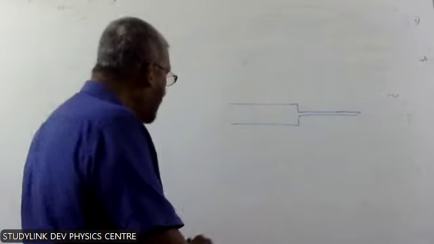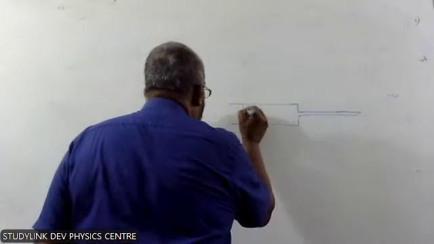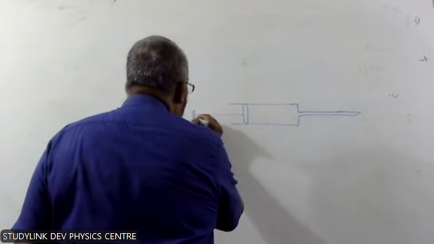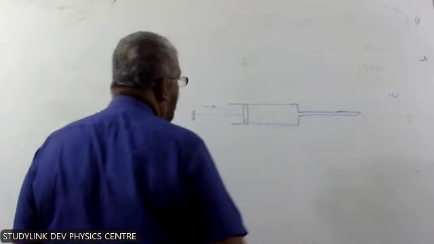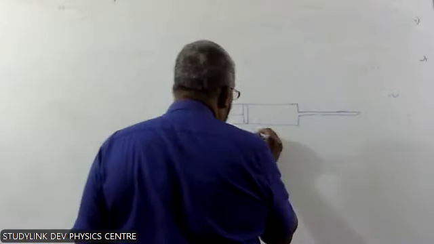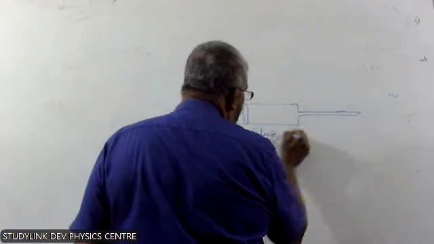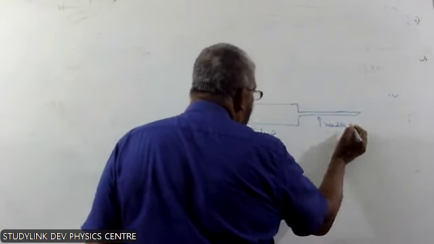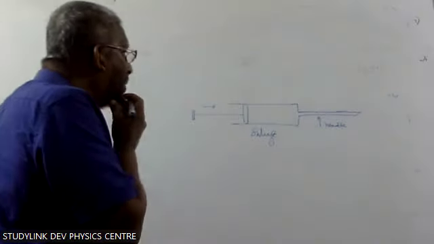The syringe has a piston. The piston is here. We are pushing it slowly towards this direction. This is the syringe. This is the needle. Just mark those, label it.